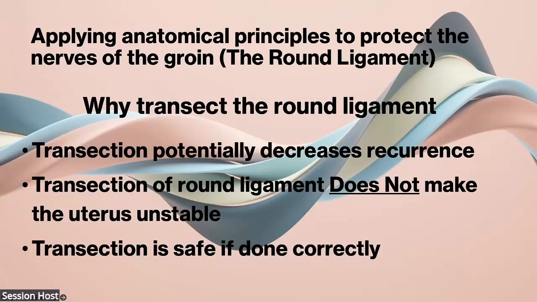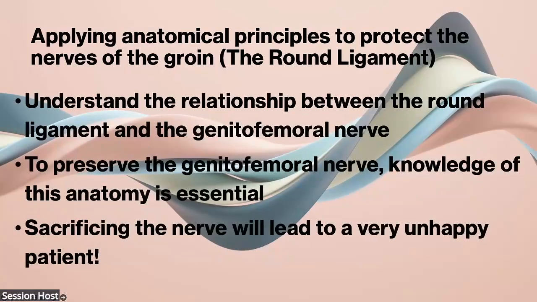Transection is safe if done correctly. Understand the relationship between the round ligament and the genitofemoral nerve. To preserve the genitofemoral nerve, knowledge of anatomy, again, is essential, because if you don't know the anatomy, you're going to cut that nerve. Sacrificing the nerve will lead to a very, very unhappy female patient.